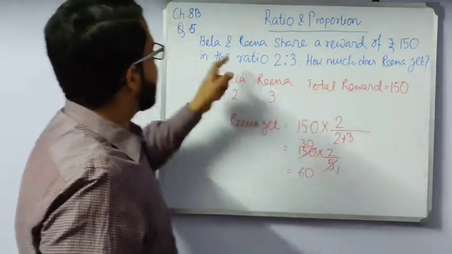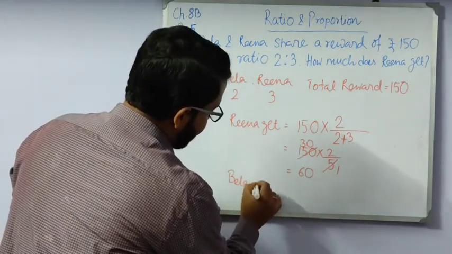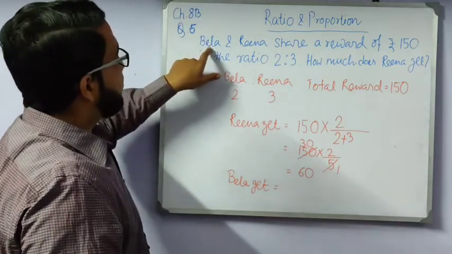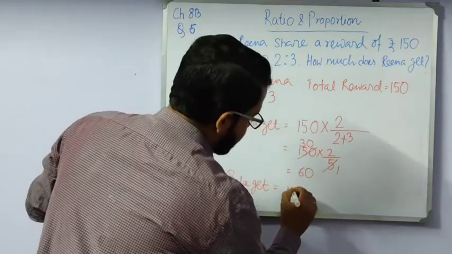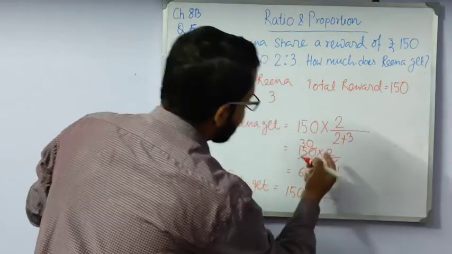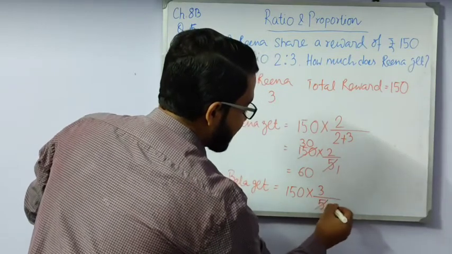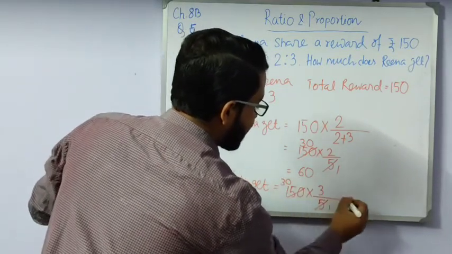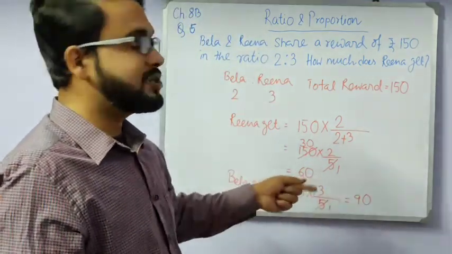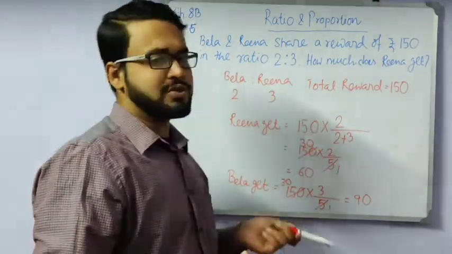Here they asked to find Reena's share, but you should also find Bella's share. If they ask you to find out the money of Bella, here also the total amount of money into Bella's ratio, that is 3, upon the total sum of the ratio, that is 2 plus 3, means 5, cancelling, that is 90. Sum 90 plus 60 is equal to 150. So my math is correct. In this process you can check your answer.